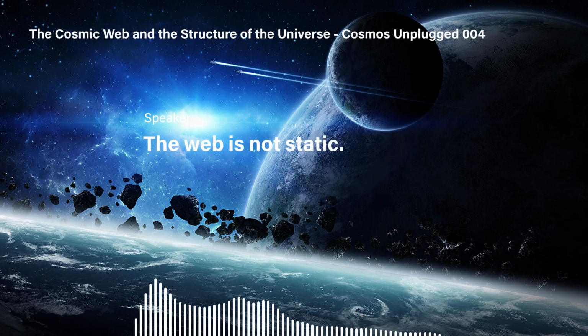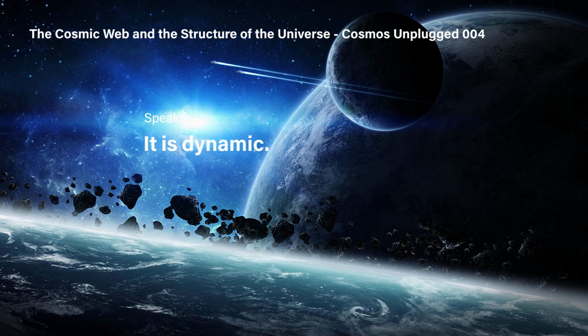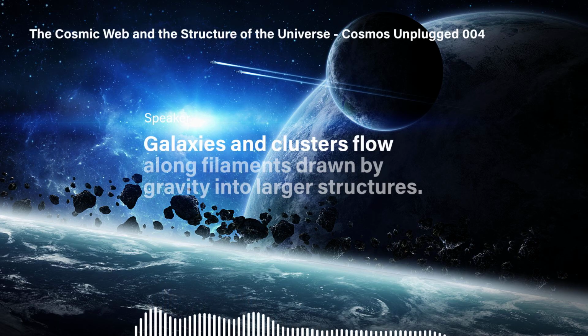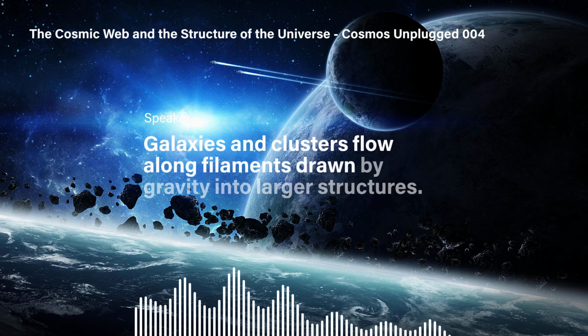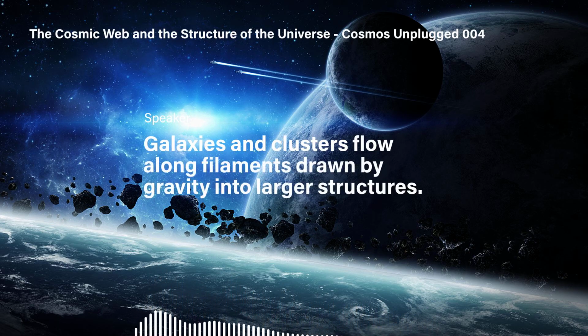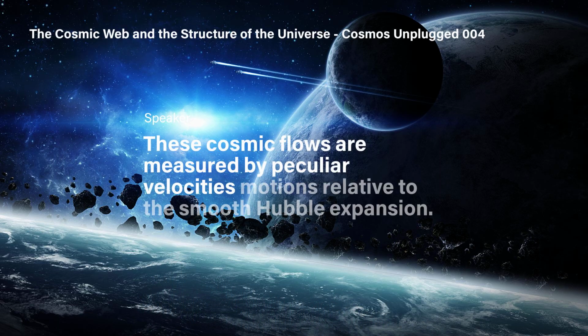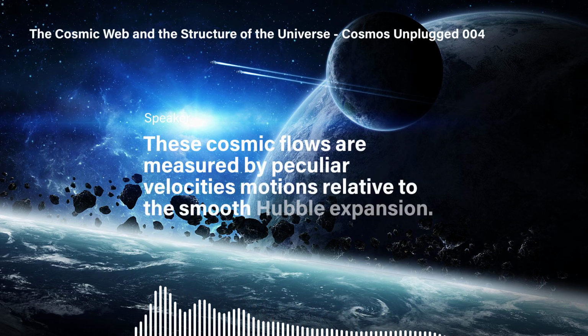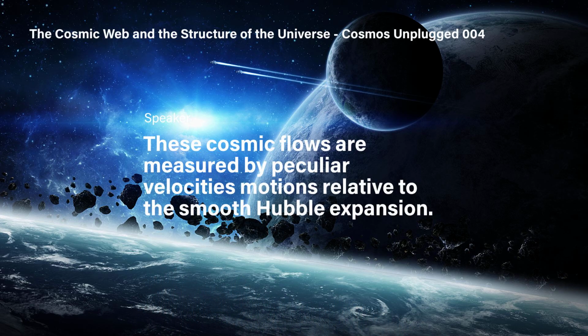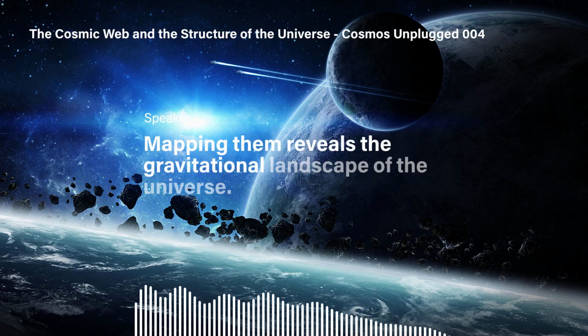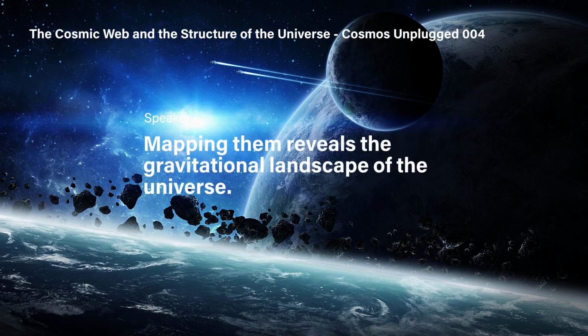The web is not static, it is dynamic. Galaxies and clusters flow along filaments, drawn by gravity into larger structures. These cosmic flows are measured by peculiar velocities, motions relative to the smooth Hubble expansion. Mapping them reveals the gravitational landscape of the universe.